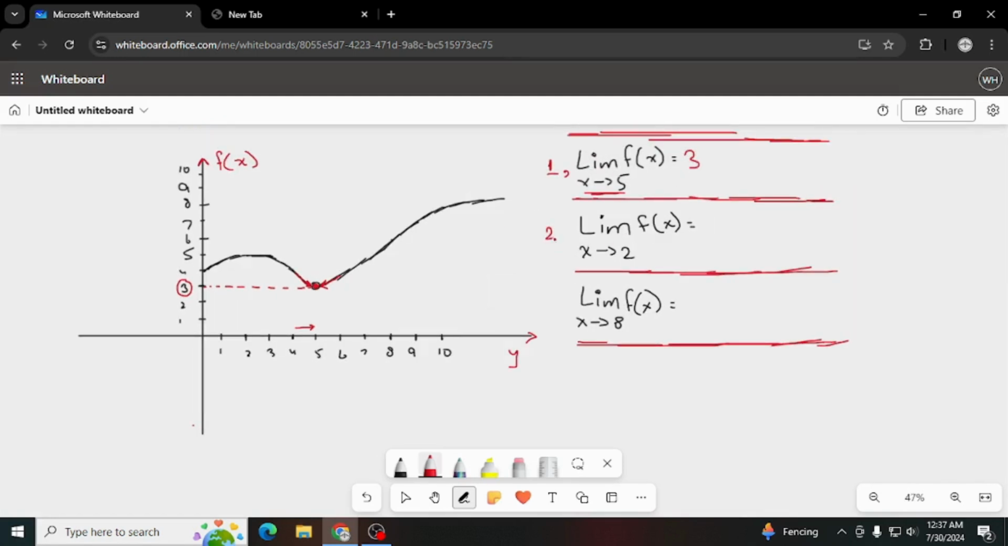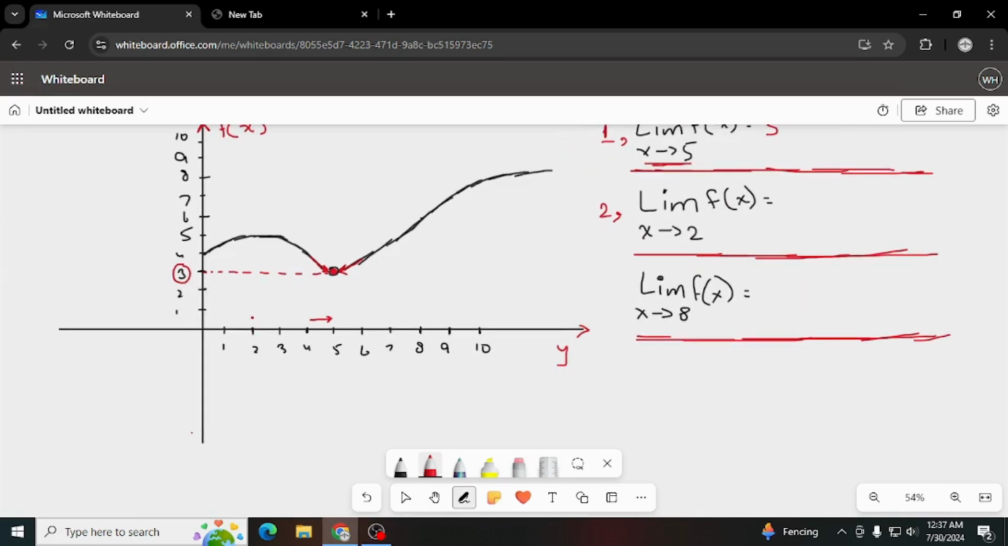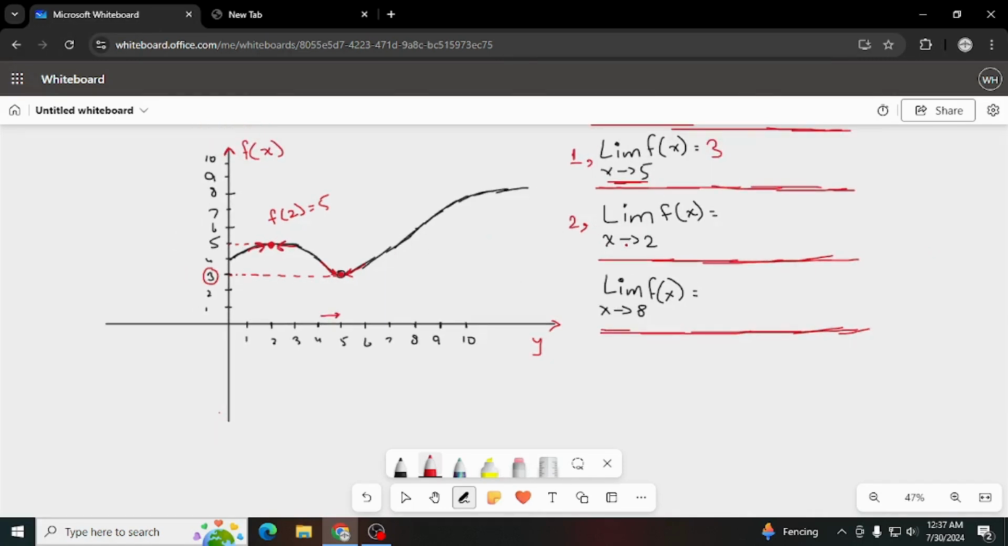All right, our second question is, what's the limit of f of x as x is approaching 2? So we have got our x equals 2 right over here at this point right here, and it's just an approximation. So this value seems to approach 5. All right, and the function is also defined at this point. So we say that f of 2 is just equal to 5. And the limit also seems to approach 5 from both sides, from the left-hand side and from the right-hand side too. So we say that the limit as x approaches 2 of f of x is just equal to 5.